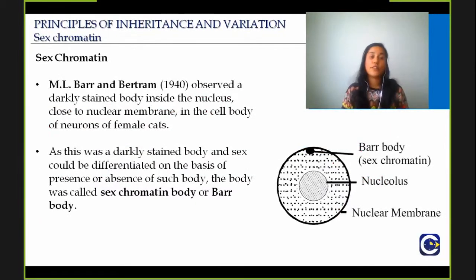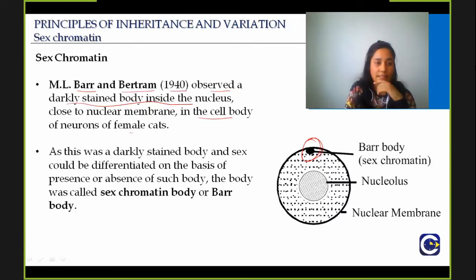Good. So next we do something that is sex chromatin, and again it is the time to take your pen and write it down that M.L. Barr and Bertram in 1940 observed a darkly stained body inside the nucleus. You see this one here, close to the nuclear membrane in the cell body of neurons of the female cats. Now we will read what exactly is sex chromatin and then I will try to explain. As this was a darkly stained body and sex could be differentiated on the basis of presence or absence of such body, the body was called as sex chromatin body or Barr body.